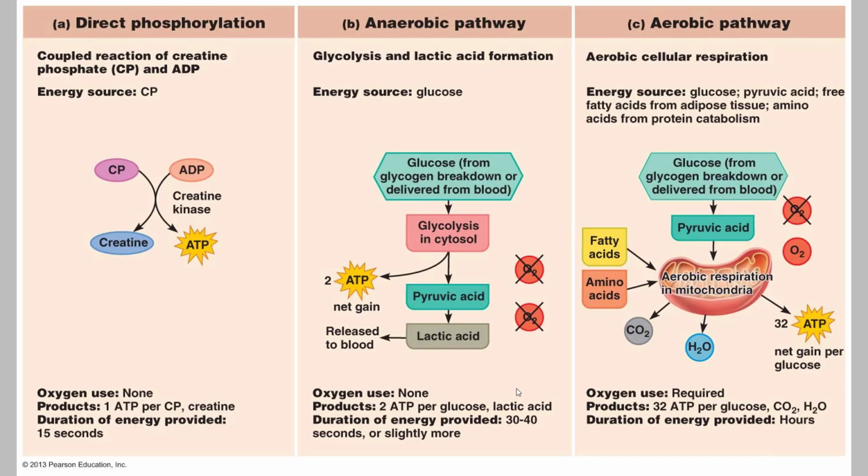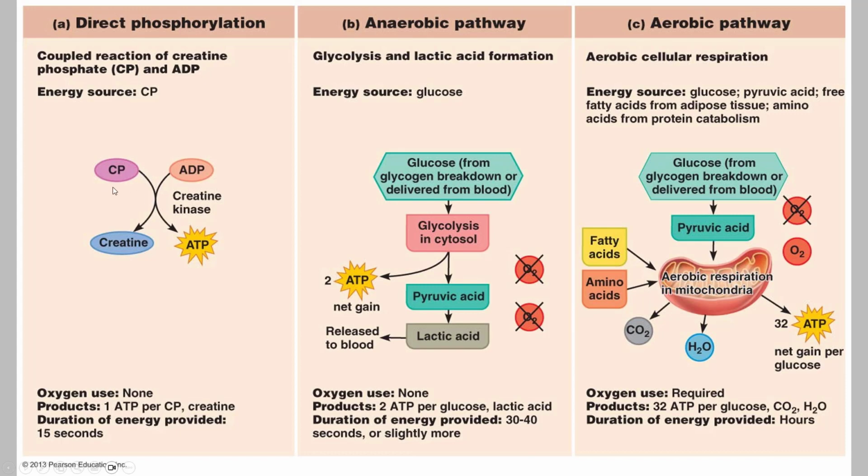All right, so here we're talking about the sources of ATP for any sort of activity within our muscles. And there are different ways that we get ATP for our muscles. And the first is something called direct phosphorylation. And this is using something called creatine phosphate. Creatine phosphate. So creatine is a phosphate carrier that's found within our muscles.